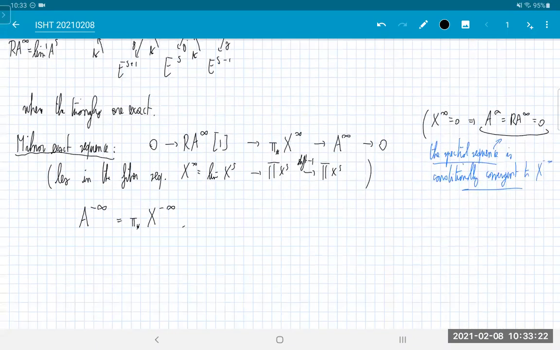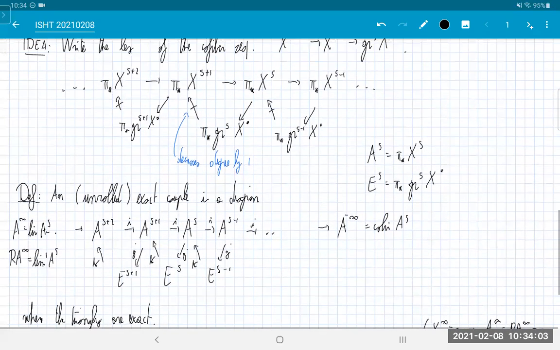And since I said before, X_minus infinity equals zero, it means that we are conditionally convergent to X_infinity. Maybe a short other question. For this last equation on the left-hand side, you said one should apply a filtered colimit argument, but if I remember correctly, A_minus infinity is a limit, right? No. A_minus infinity is the colimit.